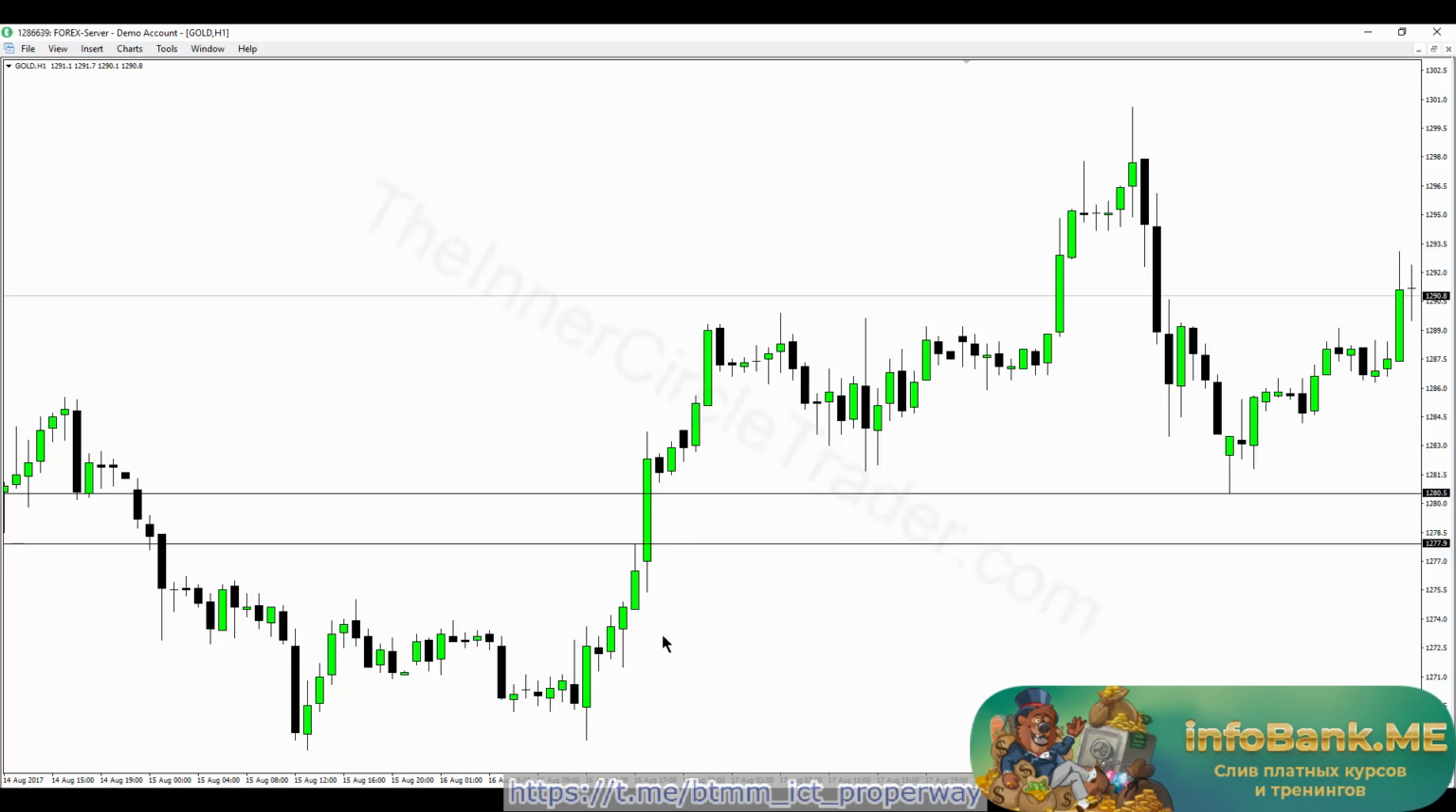So we're using PD array matrix here. And now we're going to use this. Our stop would have to be below this level.